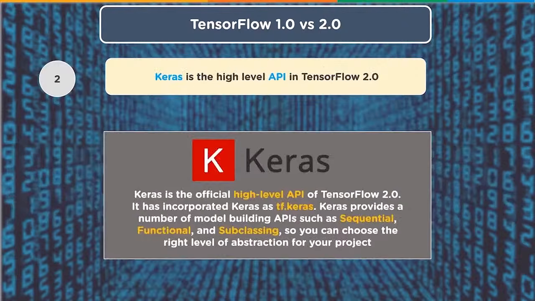If you remember from the beginning, I said Keras on our list up there. And Keras is the high-level API in TensorFlow 2.0. Keras is the official high-level API of TensorFlow 2.0. It has incorporated Keras as tf.keras. Keras provides a number of model-building APIs such as sequential, functional, and subclassing, so you can choose the right level of abstraction for your project. And we'll hopefully touch base a little bit more on this, sequential being the most common form.